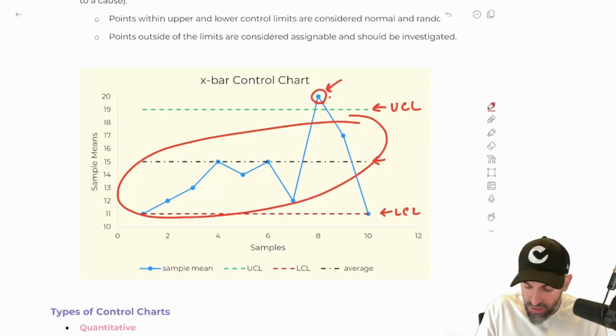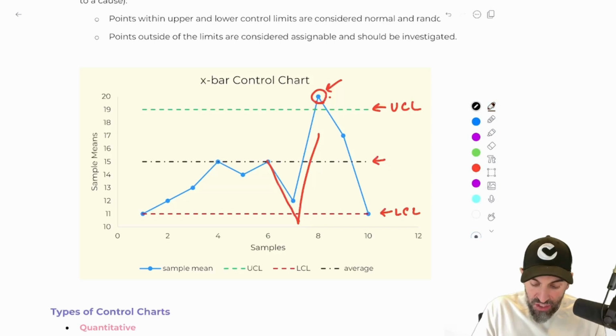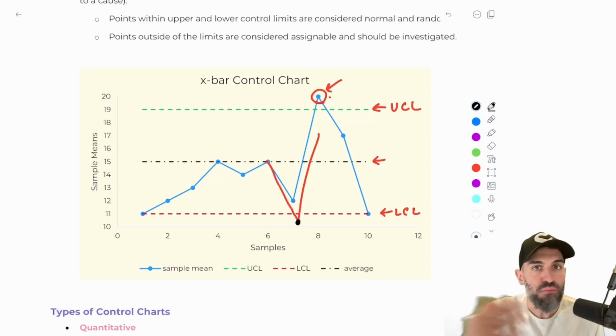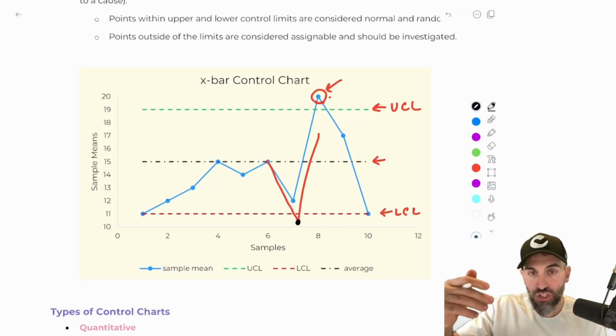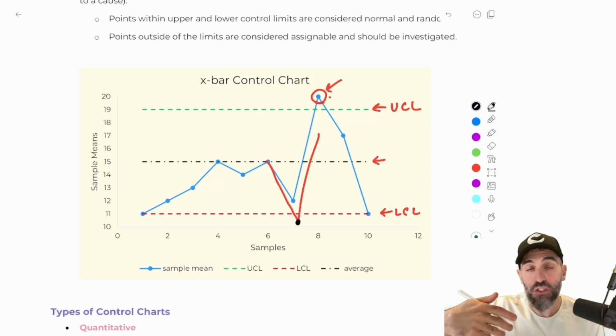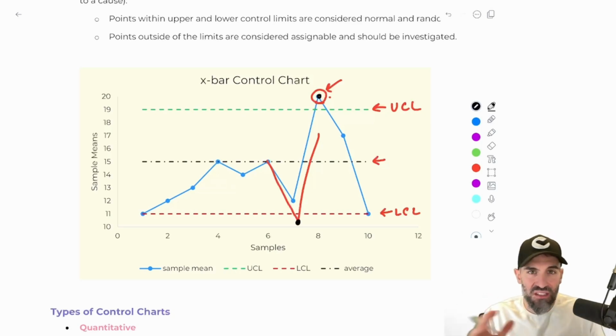Or what if we had a point that came down below here? Well, that's pretty good, right? That's amazing. But again, we want to investigate. Why were you able to do it so fast on that one car? Was there a technique that you used that we should be implementing across all of our workers? You understand? Even variation that is good needs to be investigated for possible improvements. Maybe here you were using a tool that's probably not so good, and we don't want to be using that tool anymore. You guys get the sense of where I'm going with this?